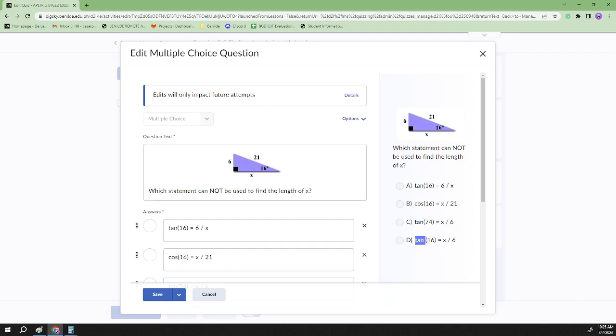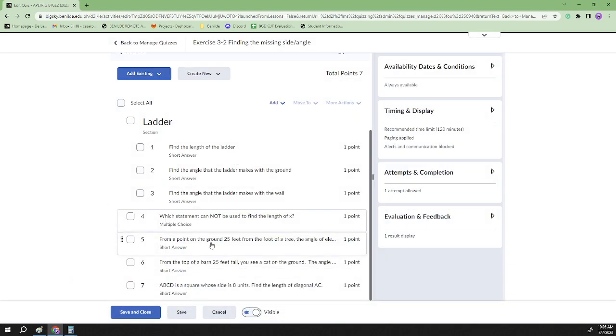So we're left with this one, tan 16 equals x over 6. It should be opposite over adjacent. However, ang x is yung numerator, which is mali na. So D is not the right choice here. It's not the right statement that we can use to find x. Okay? Questions there?